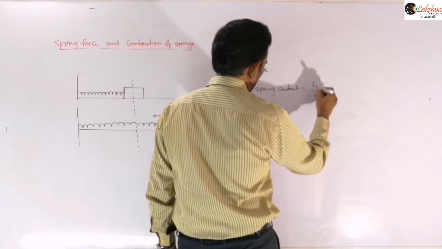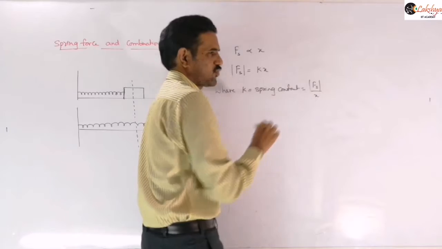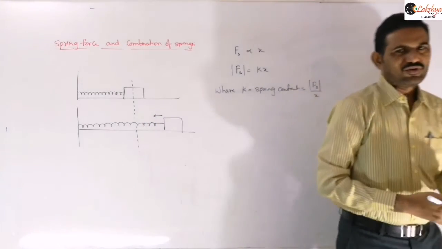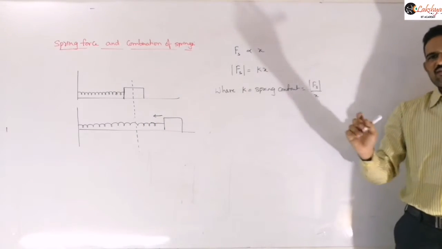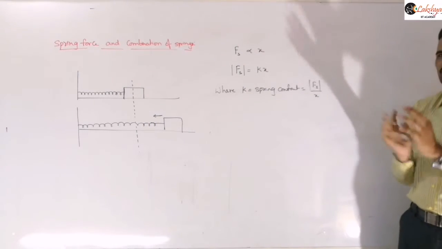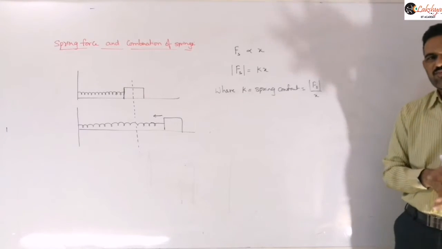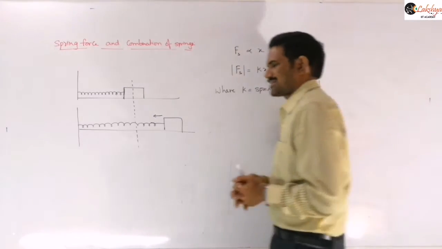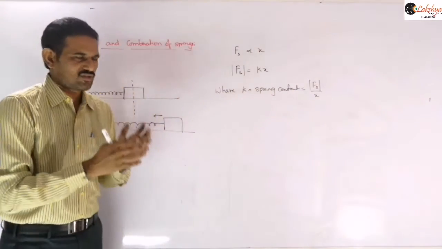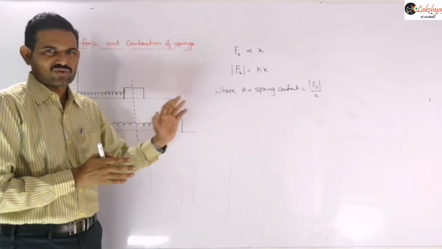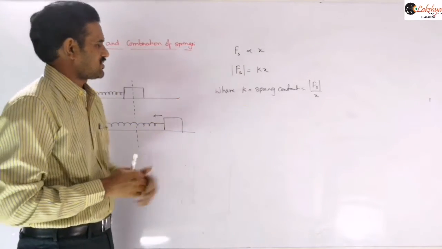So Fs by x we can write. This is nothing but our Hooke's law. In elasticity we know from Hooke's law that the amount of force required to elongate an object is directly proportional to the amount of deformation produced in it. In elasticity we define this in terms of stress and strain, so that is not required here. You may just remember this expression.